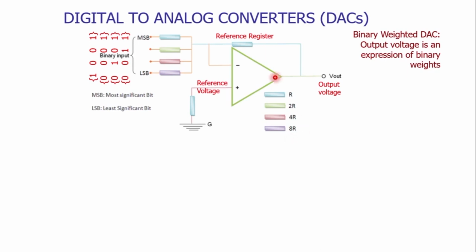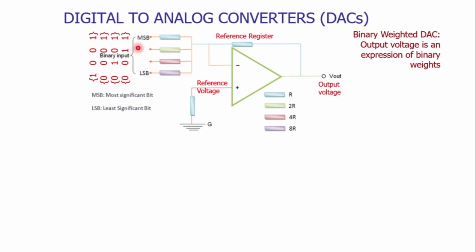So if you notice, the most significant bit is attached to the least resistance value, while the least significant bit is attached to the most resistance value. Why we are doing this, we will see. Now let us see how this binary weighted DAC is working.